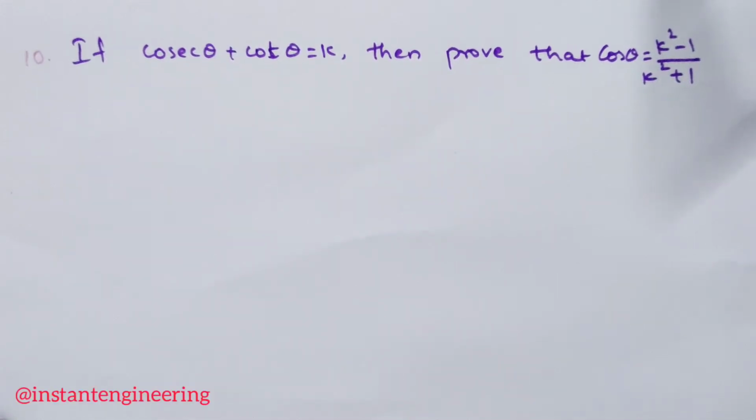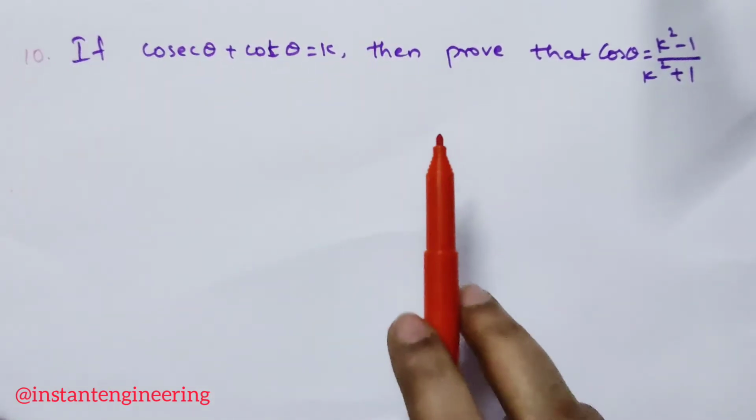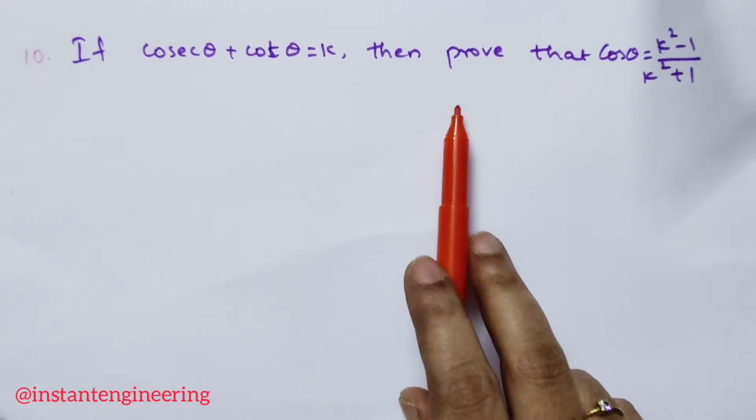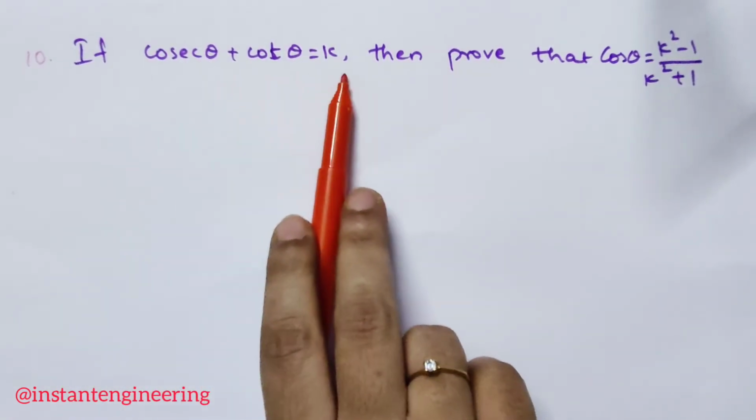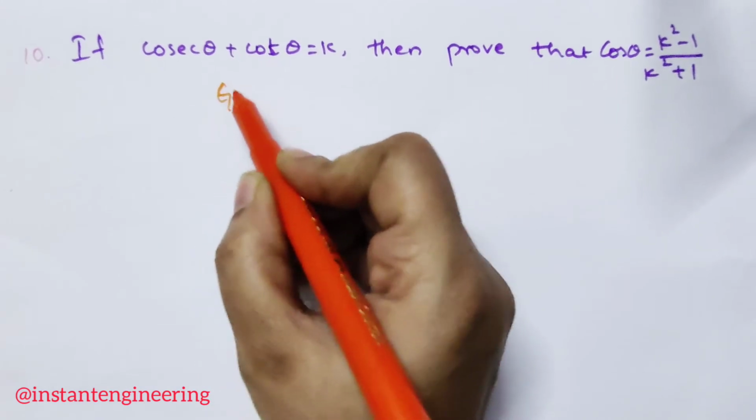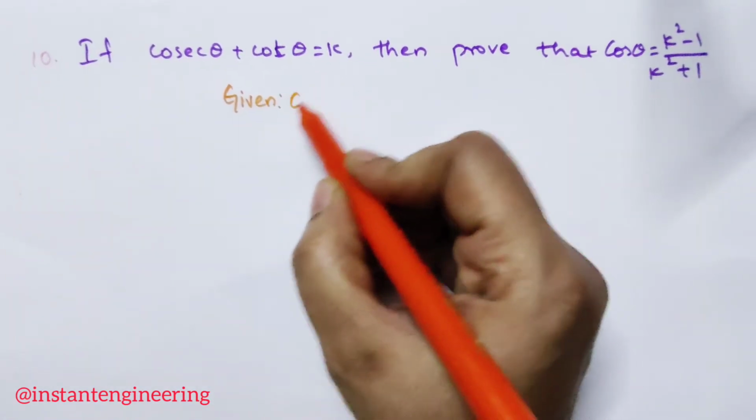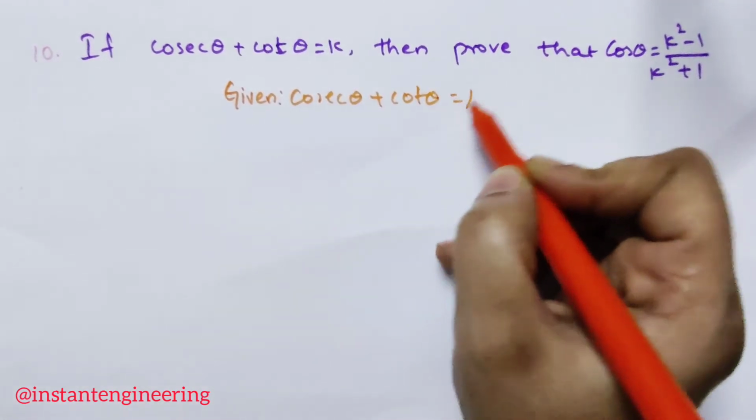So from exercise 11.3, this is the 10th question, and this is one of the very important questions, and it is frequently asked. The question is: if cosecant theta plus cot theta is equal to k, then prove this condition. First, as usual, we'll write the given condition. Given is cosecant theta plus cot theta is equal to k.